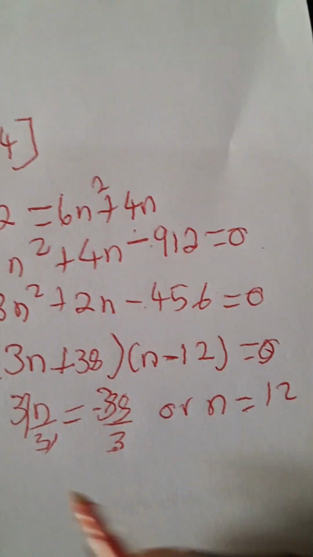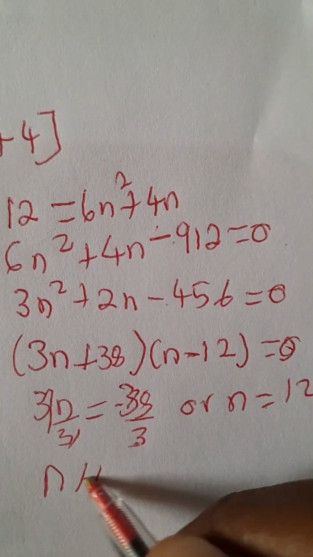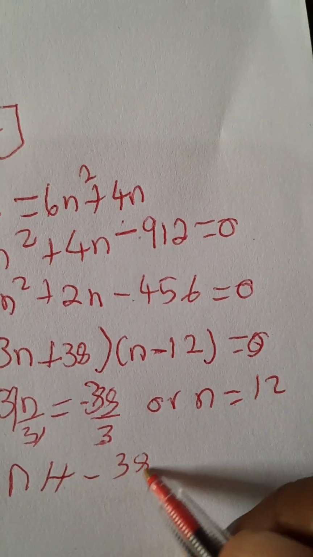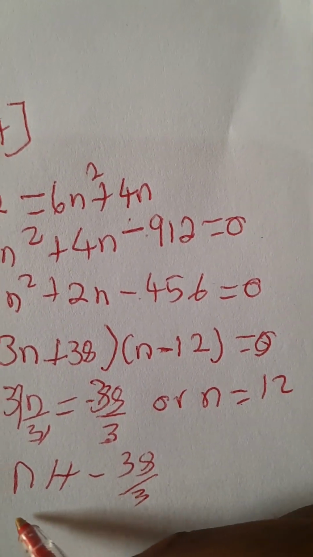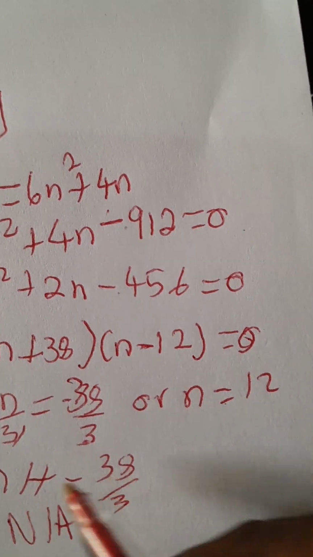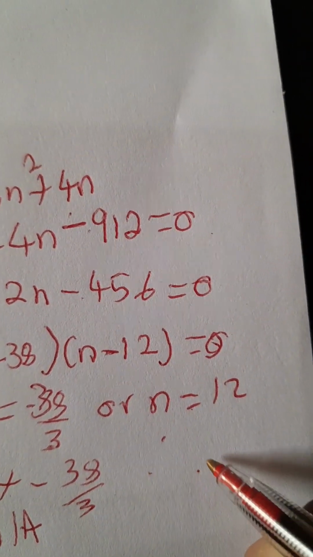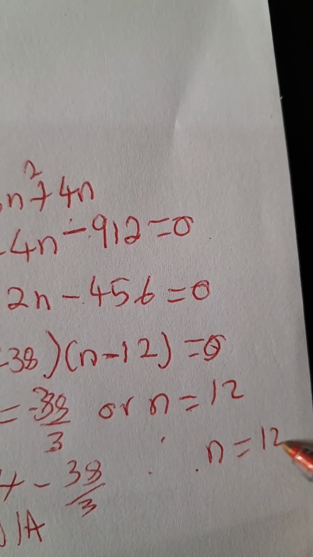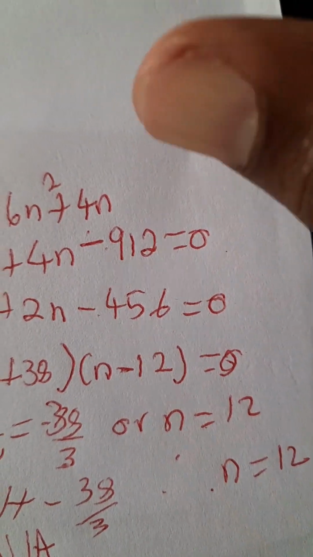But we cannot have n as negative. This is what you should note. The number of terms cannot be negative, so negative 38 over 3 is not applicable. There is no solution in this case. So definitely our solution is n equals 12. That's the solution, guys.